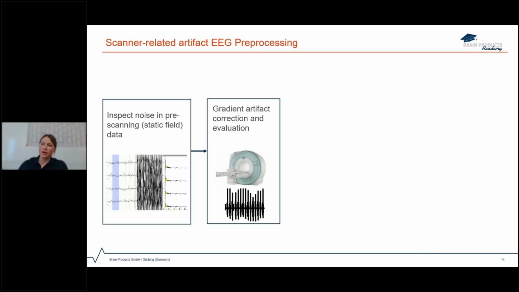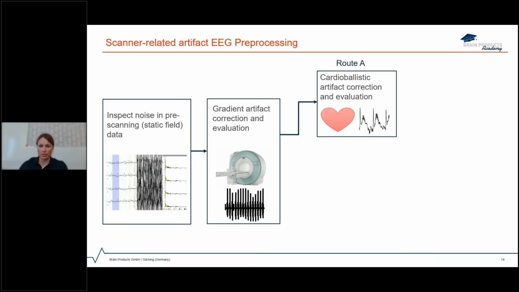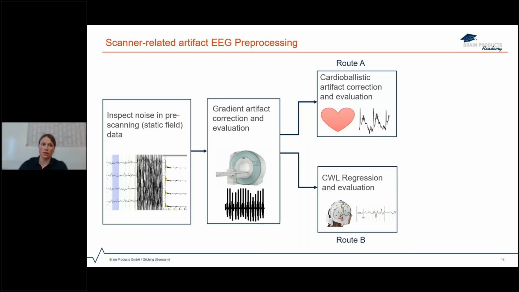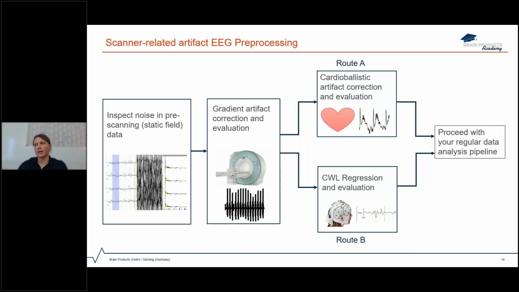Once we remove the gradient artifact, we then need to remove the cardioballistic artifact. This can be done either using information from the ECG signal to remove the cardioballistic artifact, or we can also use hardware such as the carbon wire loops to regress out the cardioballistic artifact from our EEG data. And then once we've removed these scanner-related artifacts, we would continue to pre-process our data like we typically would do in a lab setting.